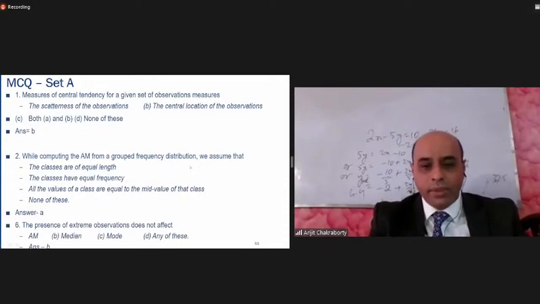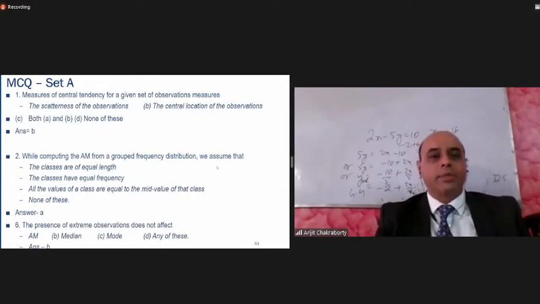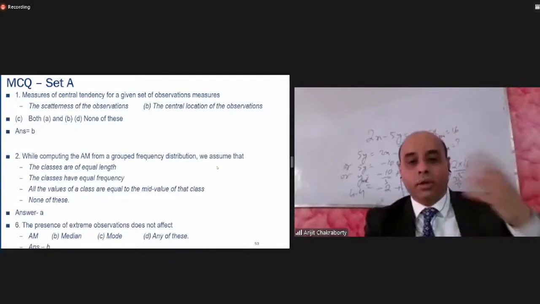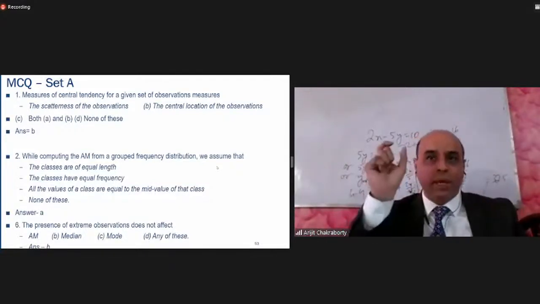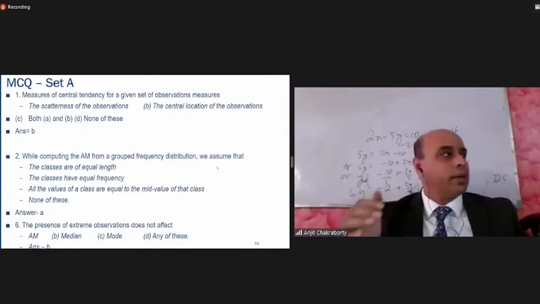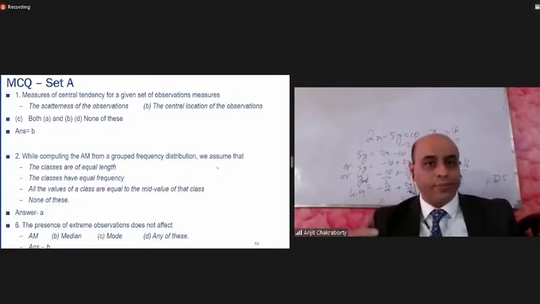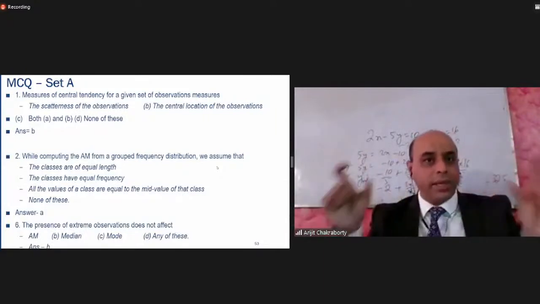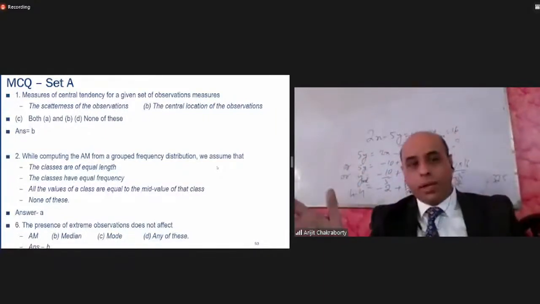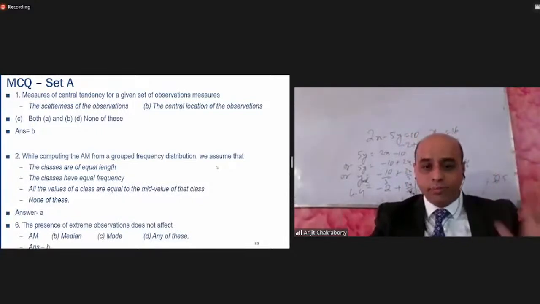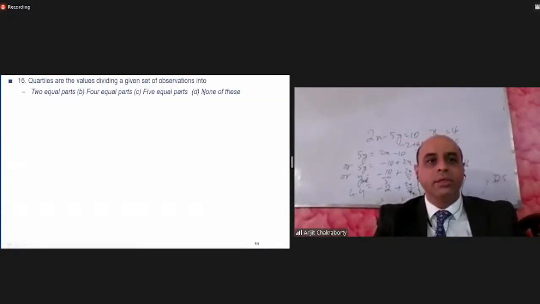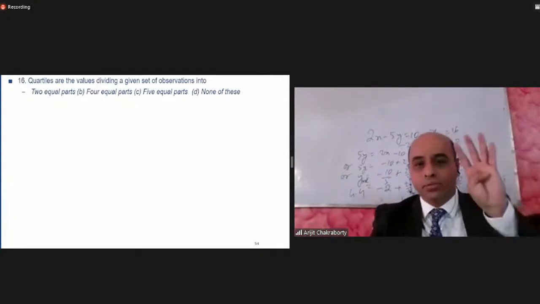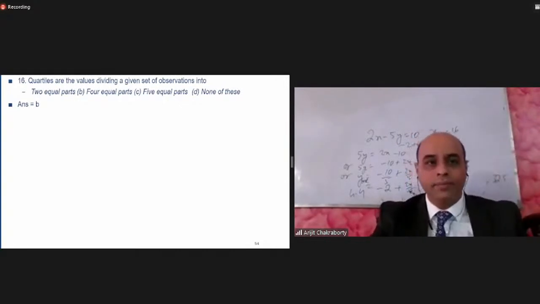Please see this question, it is very important for the exam. The presence of extreme observations does not affect what? Arithmetic mean will be affected, because if you have an extreme observation, it has to be considered for the calculation of AM. But median is the positional average, so the presence of an extreme value on either the lower side or the upper side does not make a difference. So the answer is median. Option B is right. We move on to the next few questions. Number 16: quartiles are the values dividing a set of observations into how many parts? We have just observed it is into 4 equal parts. So option B is the right one.